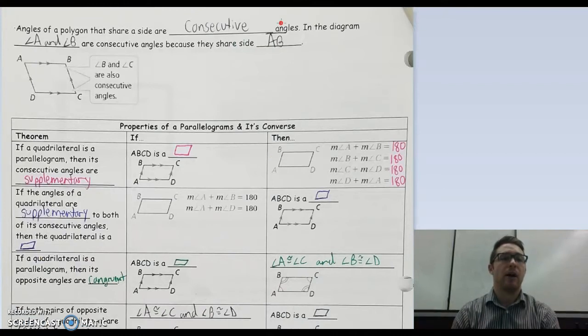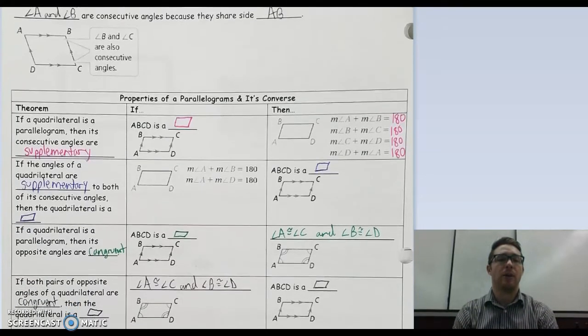Angles in a polygon that share a side, we call consecutive angles. We saw that term before with parallel lines. Consecutive angles will be next to each other, basically. So in the diagram, angles A and B are consecutive, B and C are consecutive, C and D are consecutive, and D and A are consecutive. Again, as long as they share a side, those are consecutive angles.